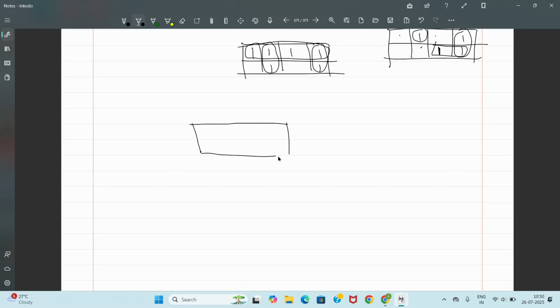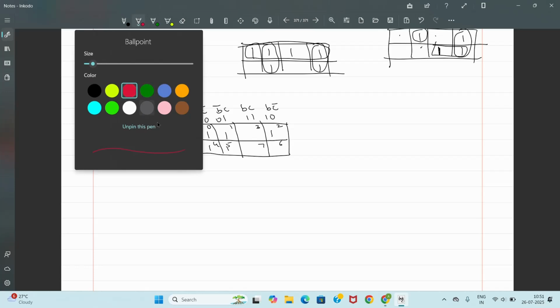I will just randomly write one example here. 0, 1, 2, 3, 4, 5, 6, 7. This is A, this is BC, 0, 0, 0, 1, 1, 1, 1, 0. This will be A bar and A. 0, 0 means B bar, C bar. This will be B bar, C bar, B bar C, B C, B C bar. Okay. Now let's assume that I have these two here. Then there is one single here. Now I want to make a group. So this is the problem given.